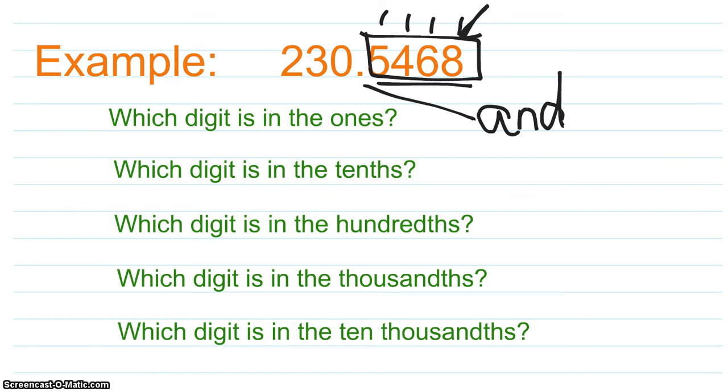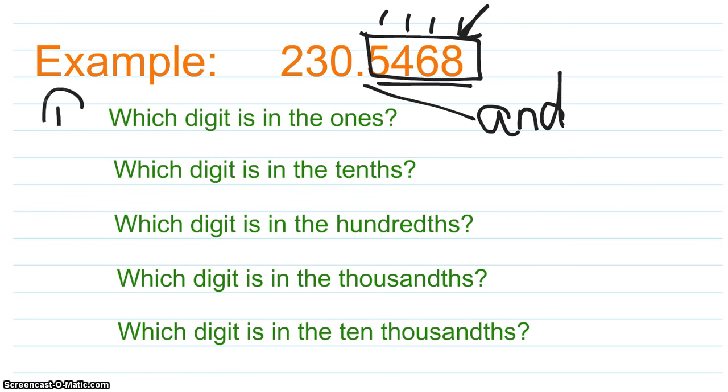Okay, so now let's look at the questions I want you to put in your notes. First, which digit is in the ones place? Okay, once you have that, which digit is in the tenths place? Which digit is in the hundredths place? Which digit is in the thousandths place? And which digit is in the 10,000ths place?